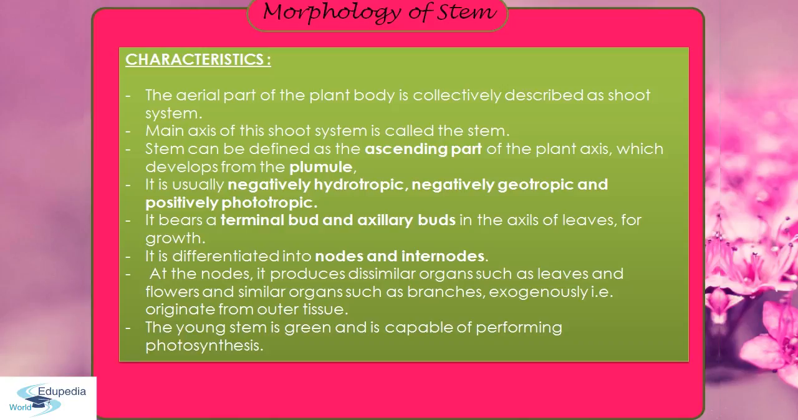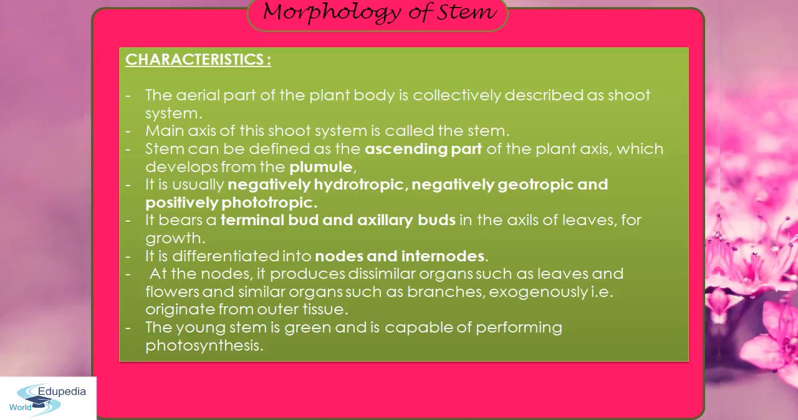Stem can be defined as the ascending part of the plant axis which develops from the plumule. It is usually negatively hydrotropic, negatively geotropic, and positively phototropic because it grows towards the sunlight, but it grows away from the water and away from gravity. Hence it is negatively hydrotropic, negatively geotropic, and positively phototropic.